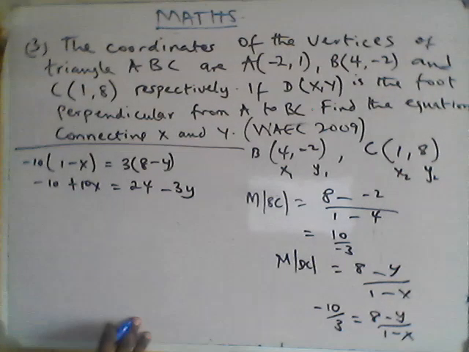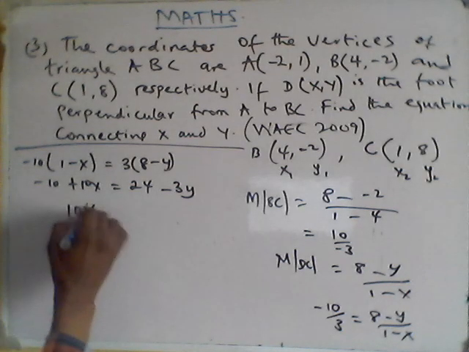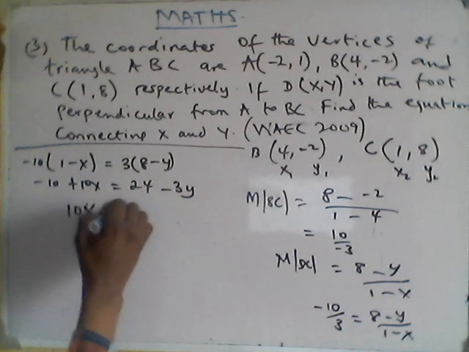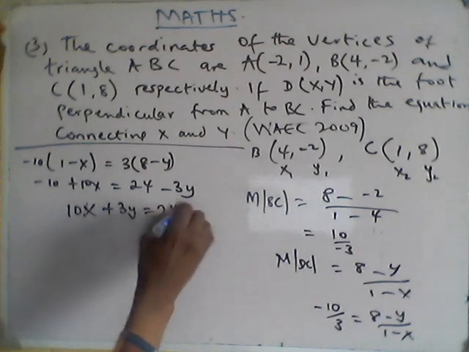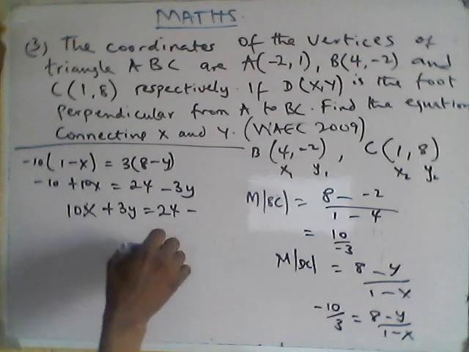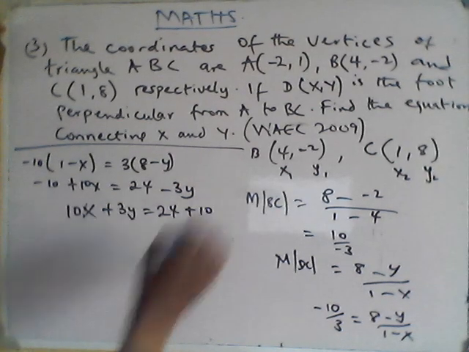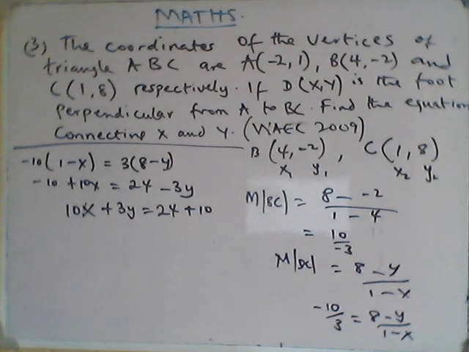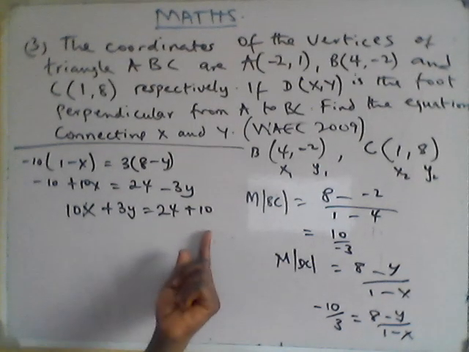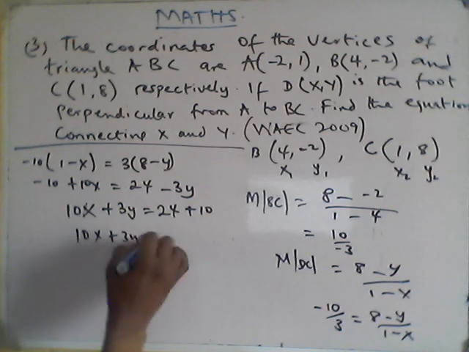So I can group all the variables on one side and the constant term on another side. The variable is 10x here, then when this one crosses over, it becomes plus 3y is equal to 24, and when this one crosses here, it becomes plus, so it's plus 10, right? Okay, so I will now add these two together. So I'll be getting 10x plus 3y is equal to 34.